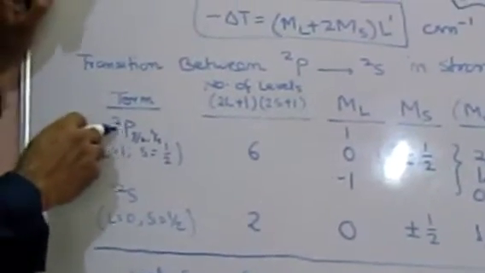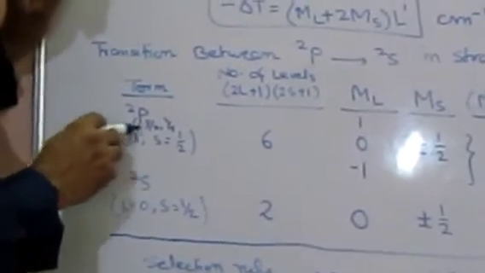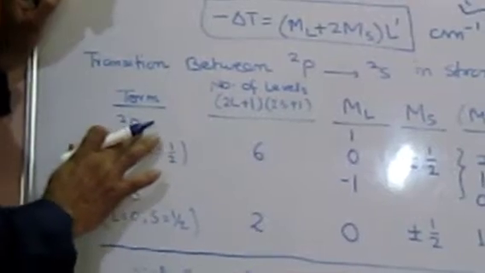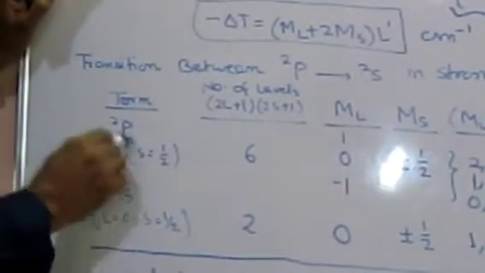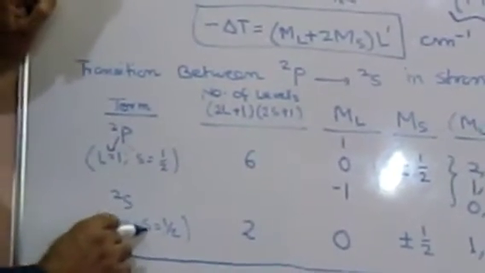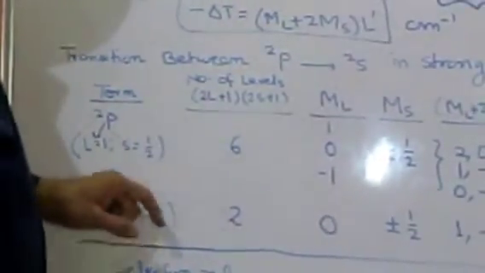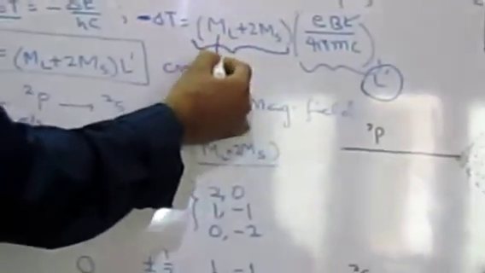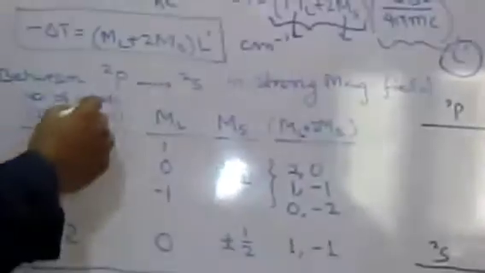So it is 2p. What is p? It is L equal to 1, and here I am not considering J now. Here S is half. Similarly for 2s, L equal to 0 and S is half. So this is the number of levels. How many will there be? For ml we have 2l plus 1 values, and for ms we have 2s plus 1.